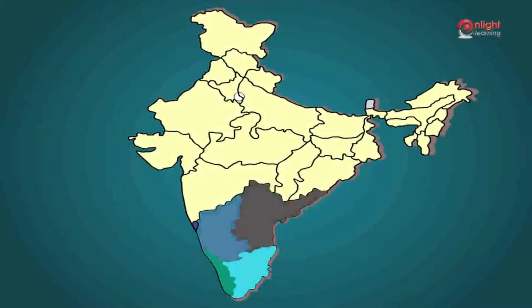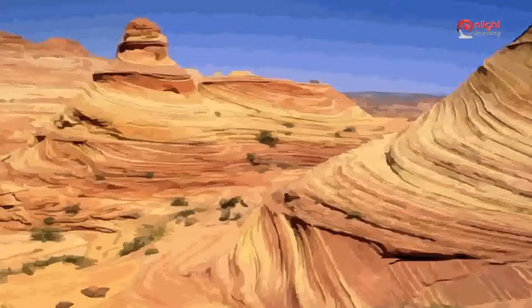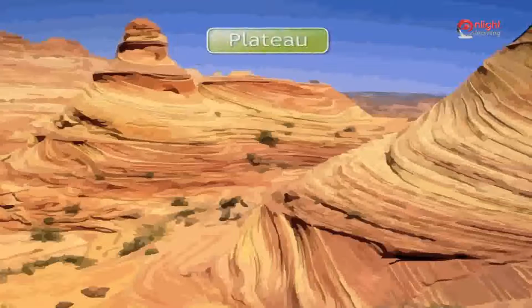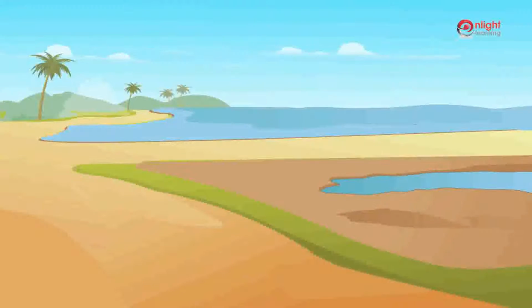Let's now look at the plateau region of India. The plateau region of India is found towards the south of India. That is why it is called the Southern Plateau or the Deccan Plateau. Look at this piece of land. What do you see? The land is flat and uneven. Plateau land is also higher than the land in the plains.